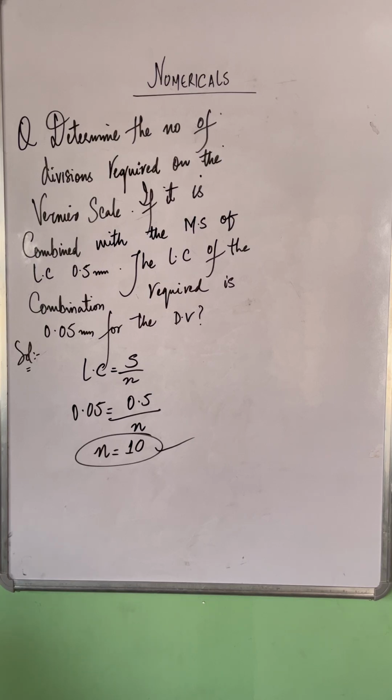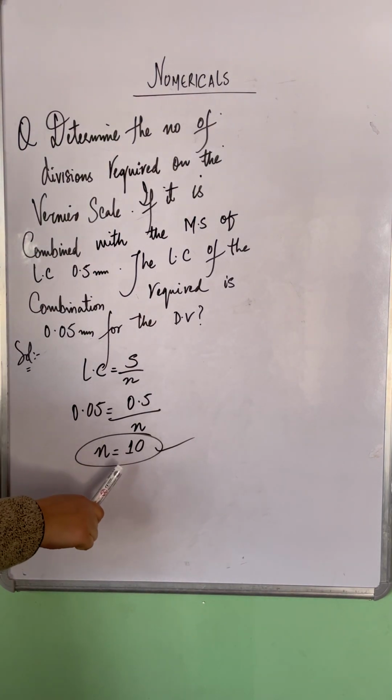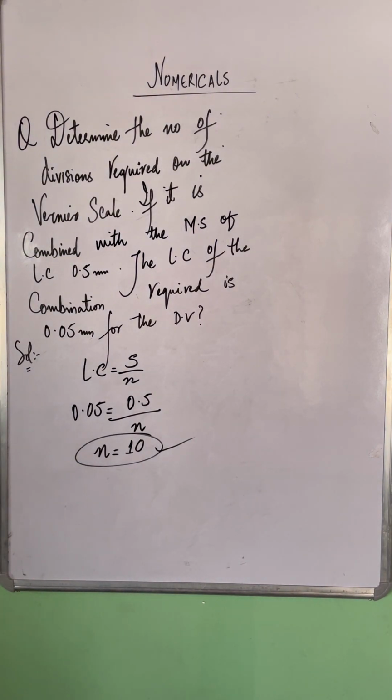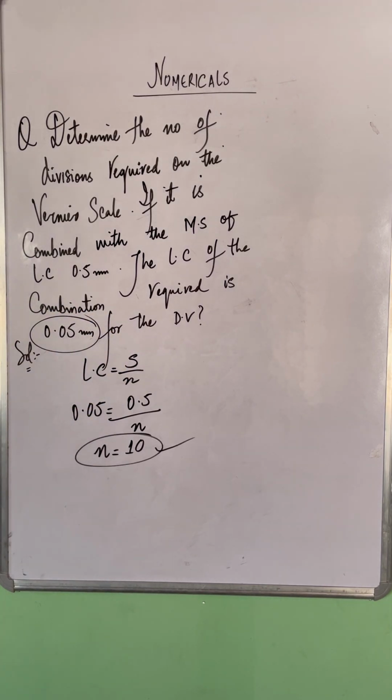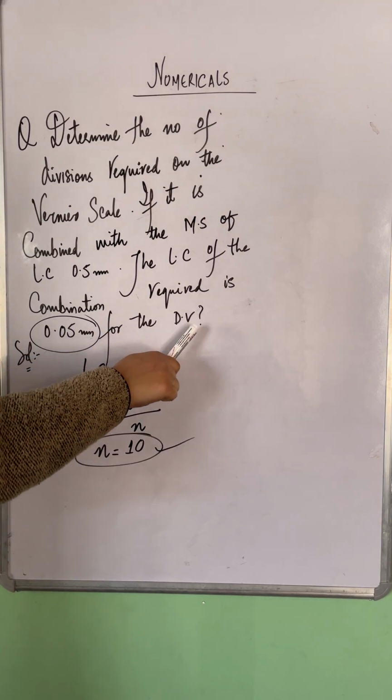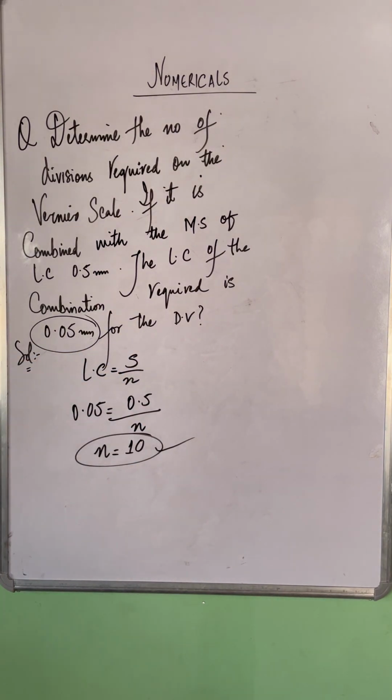Determine the number of divisions required on the vernier scale. So 10 divisions on the vernier scale are required if they are desiring to have this least count for the combination of this direct vernier. Right? 10 divisions are required on the vernier scale. Right? Let's try to solve another question.